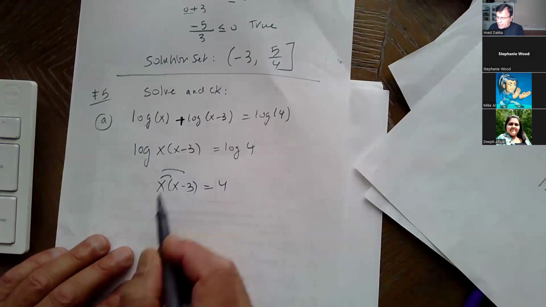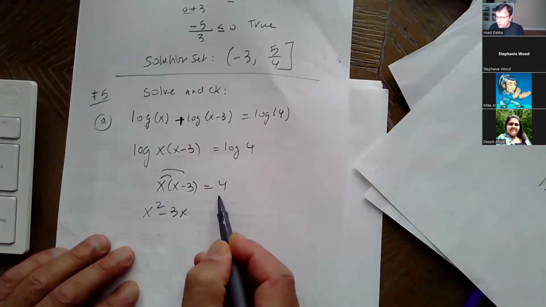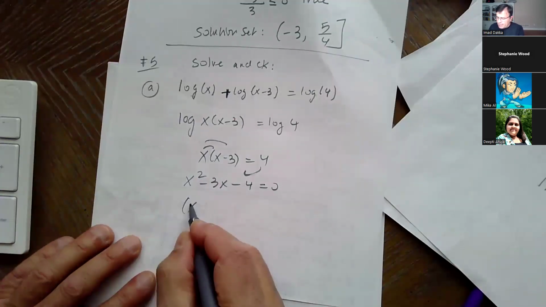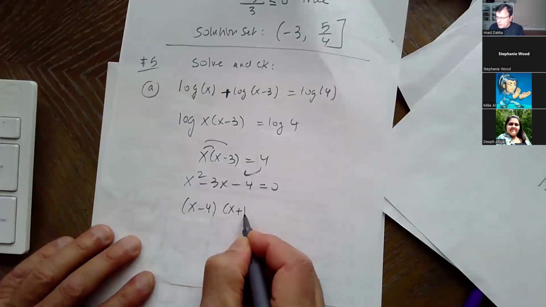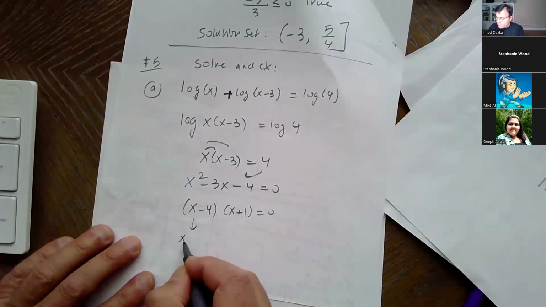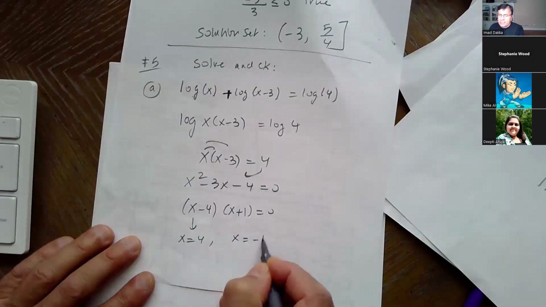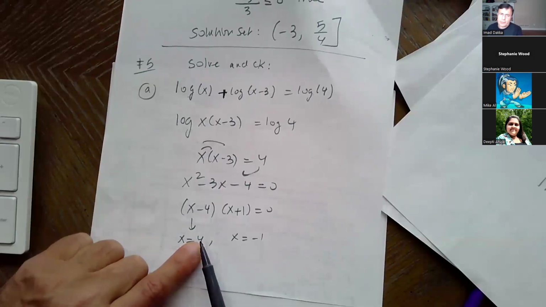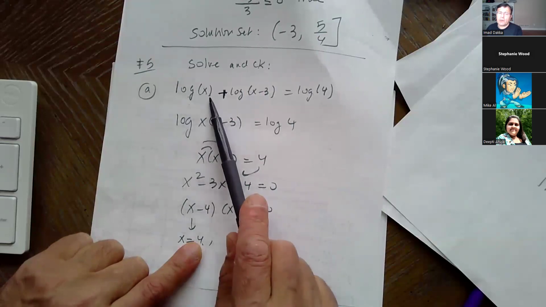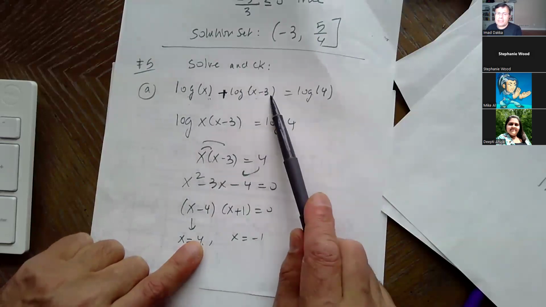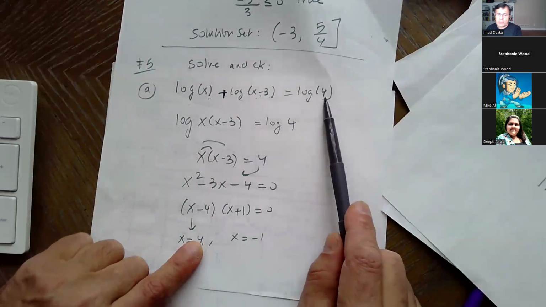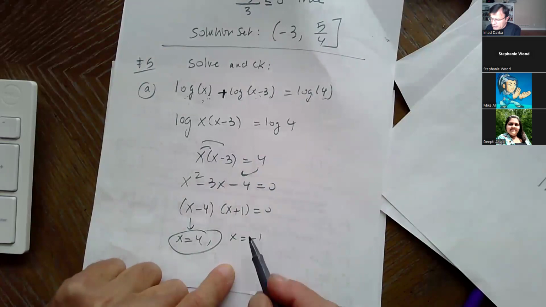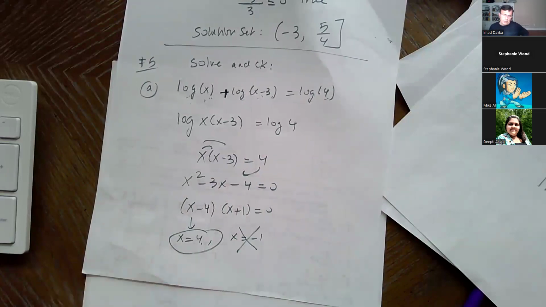Now we get a quadratic equation, x squared minus 3x. Let's move the 4 over, and we can factor that: x minus 4, x plus 1. So x equals 4, and we have to check. It's a log equation, so we want to make sure we don't take the log of a negative or the log of 0. So log of 4 is good. 4 minus 3 is 1. Log of 1 is good. And that's always log of 4. If you check -1, log of -1 is undefined. So we know -1 is not going to check.